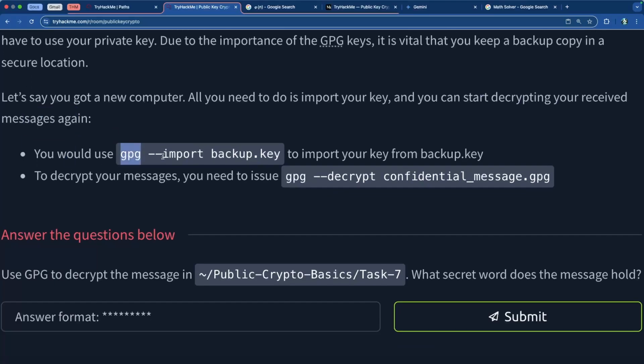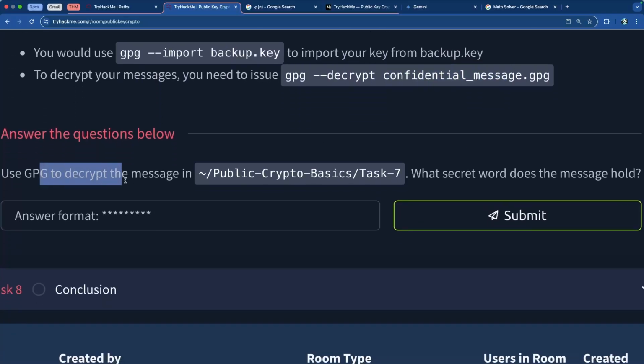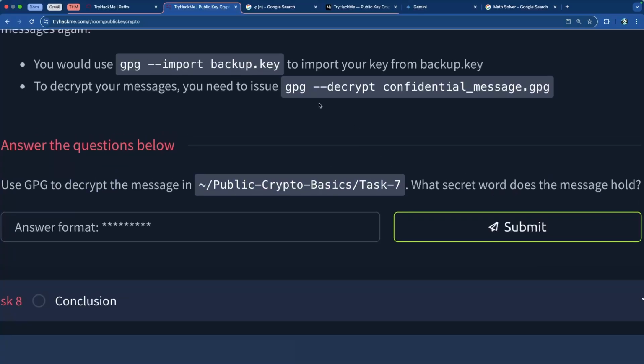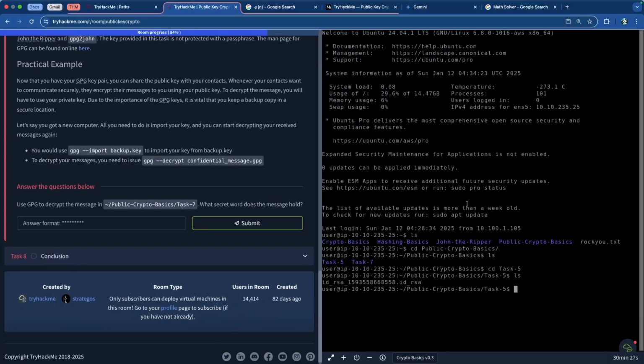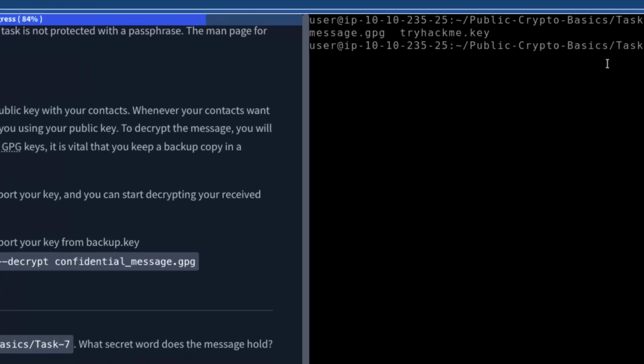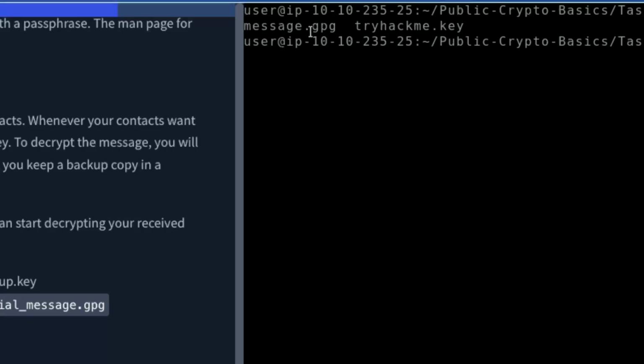You would use gpg --import backup.key to import the key from the backup. To decrypt your messages, you will need to use gpg --decrypt confidential_message.gpg. So use GPG to decrypt the message in this location. What secret does it use? So we're just going to run this gpg --decrypt, and then the message itself that is included in task 7. So let's go and run that real quick. I actually do have a TryHackMe key in here and I have the message.